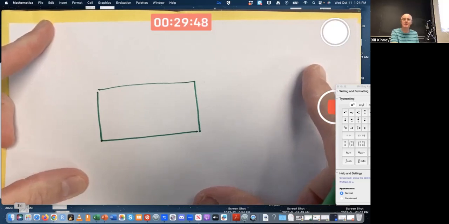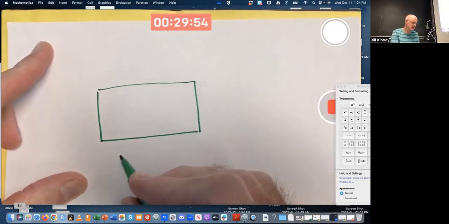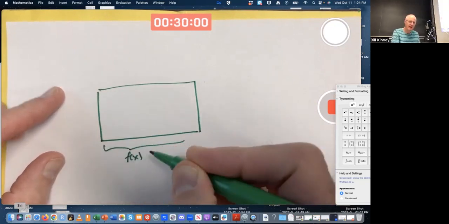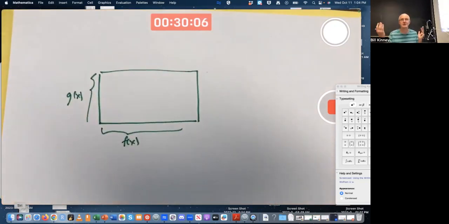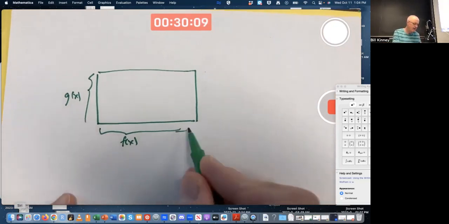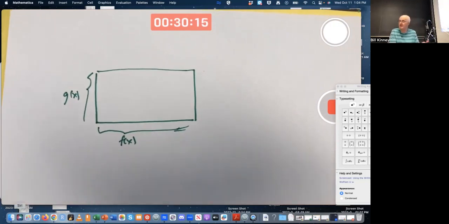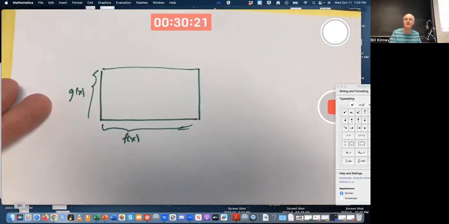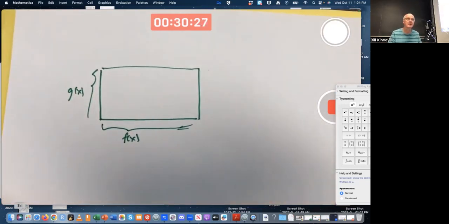At some particular moment in time, call the time x instead of t, just to be consistent with using x as the variable. Maybe the length of this side is f of x, and the length of this side is g of x. So pretend x is time. I could use a t if I wanted to. At a certain moment in time, x, f of x is a function that's going to give you the length of that side, and g of x is some unspecified function that gives you the length of this side. I could have brought a ruler to class and measured these to give you exact numbers in inches or centimeters or whatever, but I didn't.